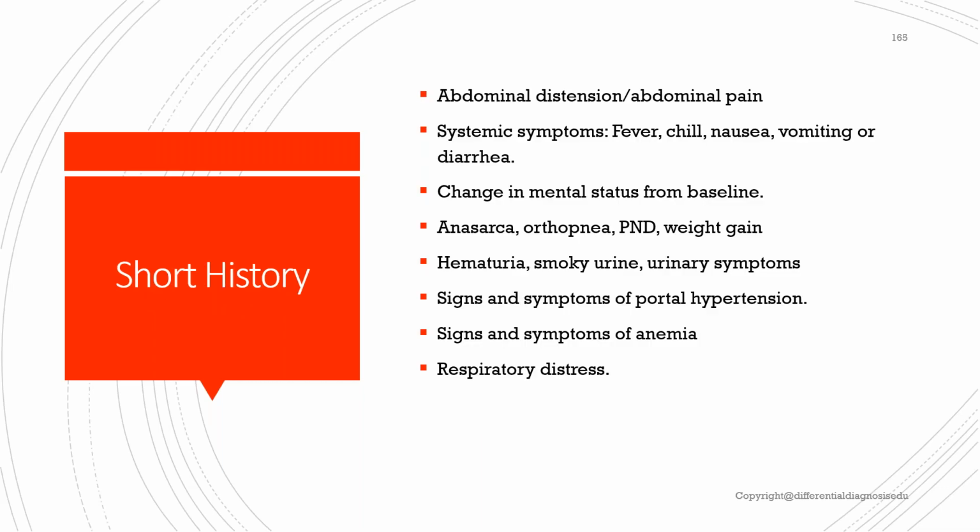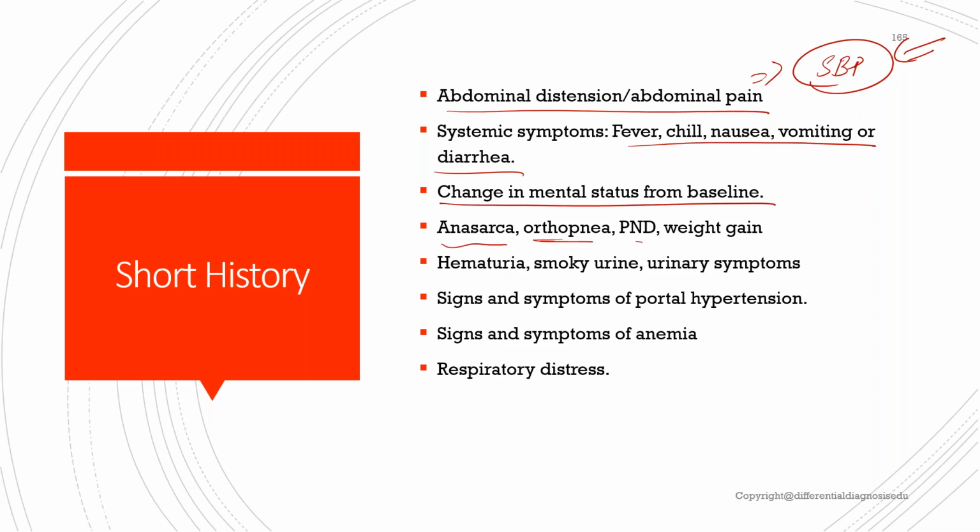How to take the short history. The patient will complain of abdominal pain, distension. Ask about any systemic symptoms: fever, nausea, vomiting, or diarrhea. Your goal is to assess if the patient is having spontaneous bacterial peritonitis secondary to ascites, which means seeing if the patient's ascitic fluid is infected or not. Ask about change in baseline mental status.